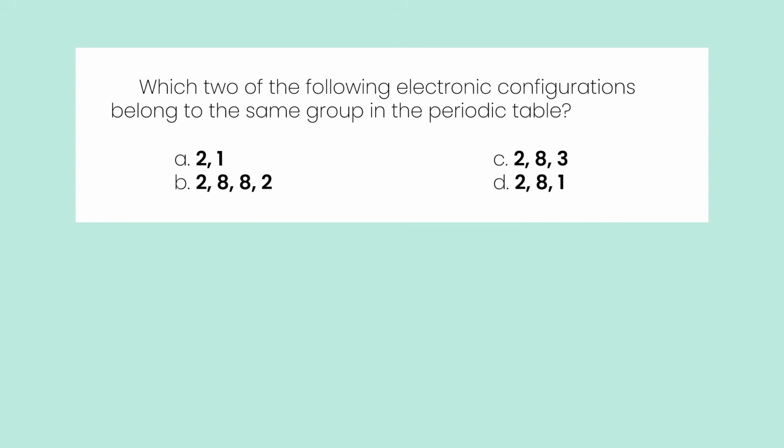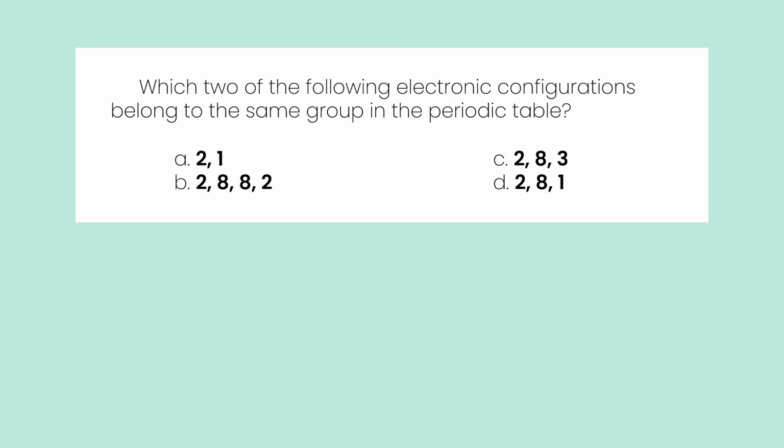Next, which 2 of the following electronic configurations belong to the same group in the periodic table? Remember, elements in the same group have the same number of valence electrons, those in the outermost shell. So which 2 configurations match?